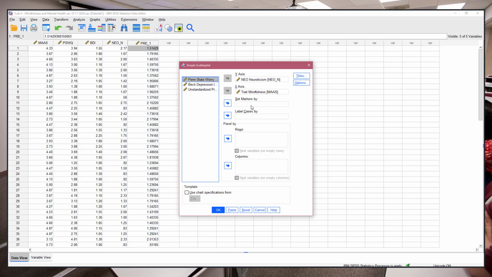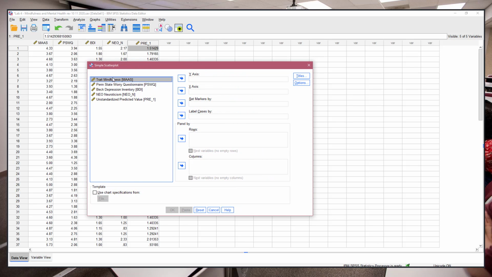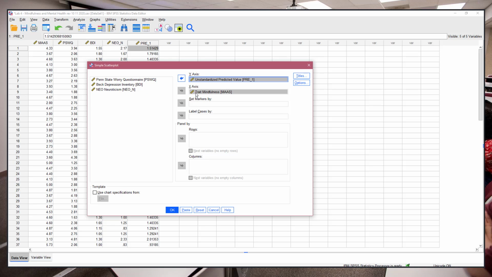Simple scatter. And we need to take out the stuff that we had here. To do that, one thing you can do is just click reset here at the bottom, and it'll reset the whole module that you're currently in. Also, it might be handy to stretch your window out so you can read all the variable names. On our x-axis, let's put trait mindfulness. That was our x variable. And we want to plot on the y-axis the predicted values that our model gave us. And what we should see is basically the line of best fit.